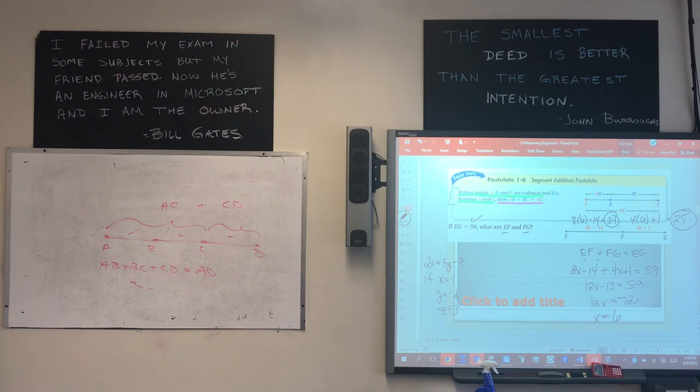Okay. What's nice about this, if you understand the segment addition postulate, in about a week and a half, when we get to the angle addition postulate, it's the same concept, the same procedures. So next couple of days, we'll continue to work with this and get more practice.